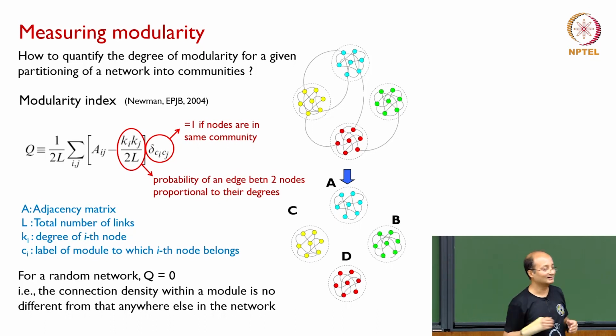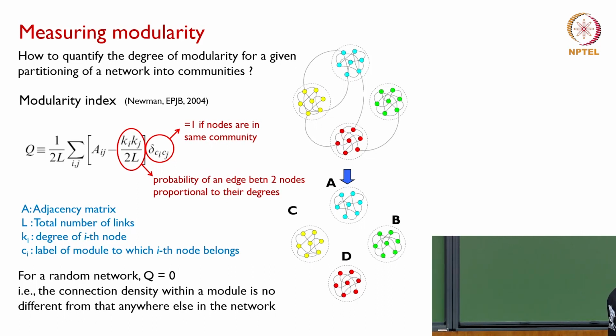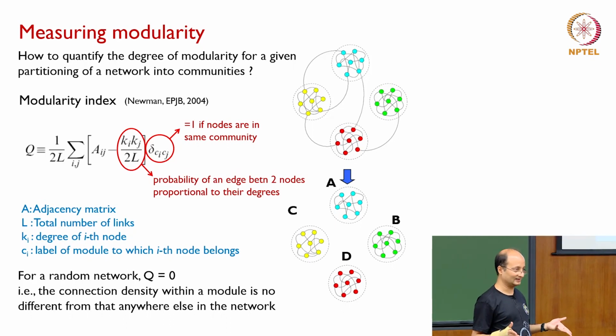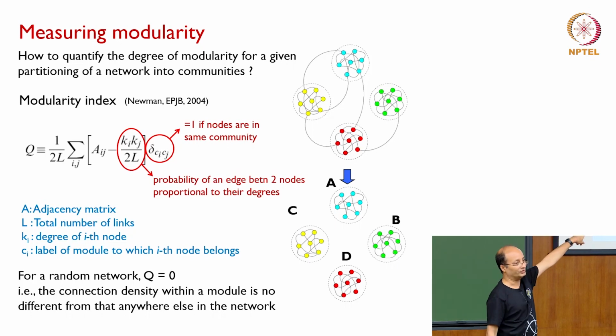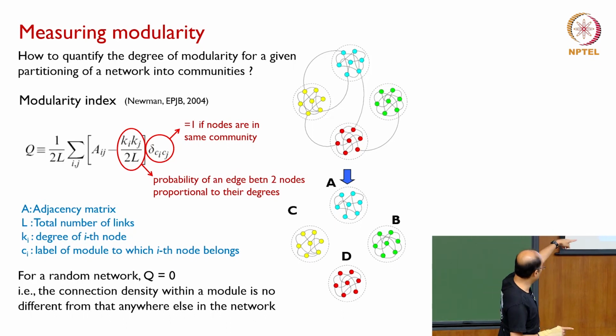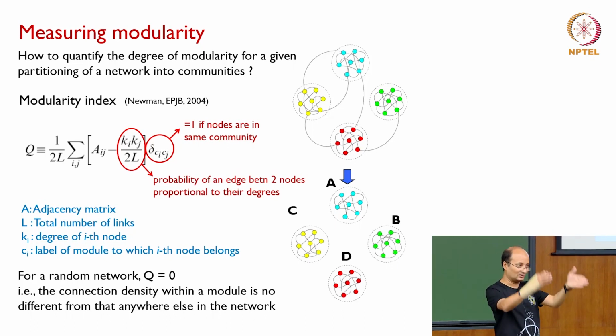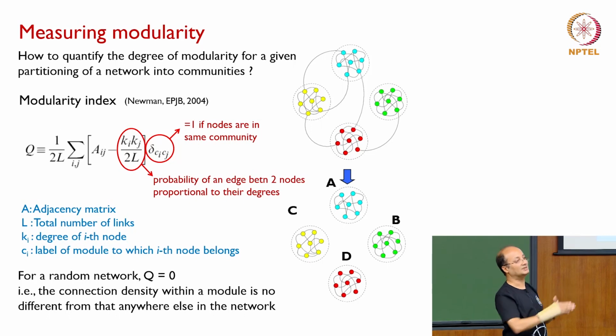Aij is the probability of two nodes inside a module being connected. Aij is simply the adjacency matrix, so it gives you the actual frequency. Aij is the empirical information. ki kj by 2l gives you the probability that just by random chance you'd be connected, and you are summing this over all modules. So delta ci cj simply says that only those ij's will contribute which according to my partitioning belong to the same module.